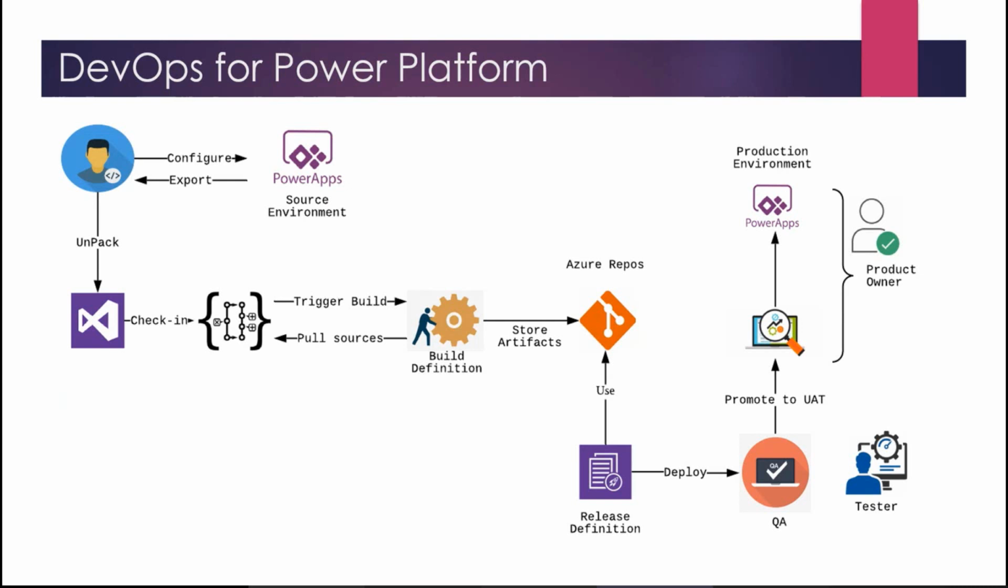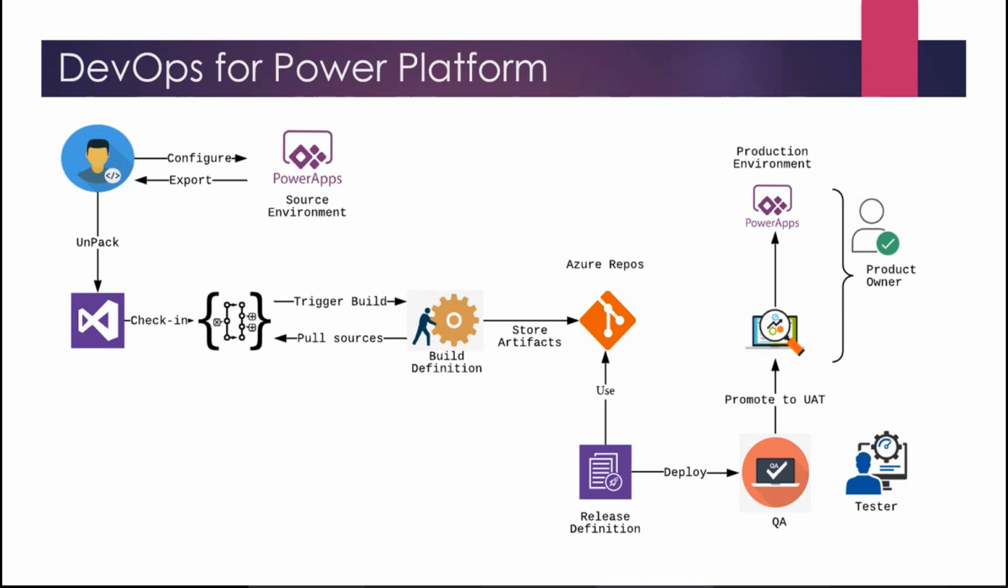Check in only the necessary components. For example, a solution might have three or four Canvas apps, but as Developer A, I have worked on only one of them, and I'm seeing changes in the other three Canvas apps. As Developer A, my responsibility is to check in only my Canvas app changes. I should not check in the other Canvas app changes which I'm seeing in Visual Studio.